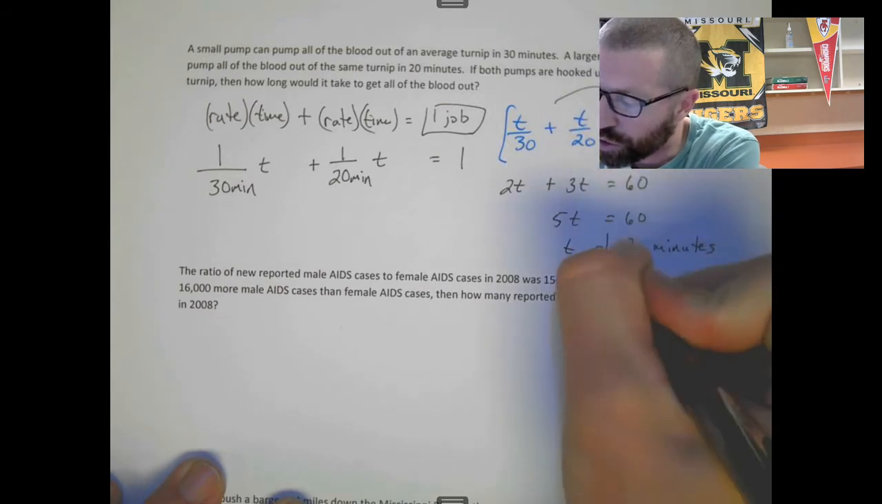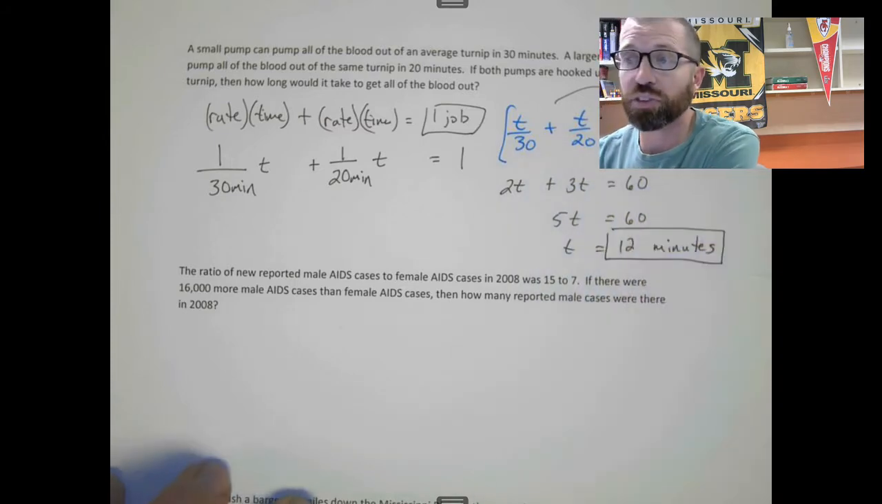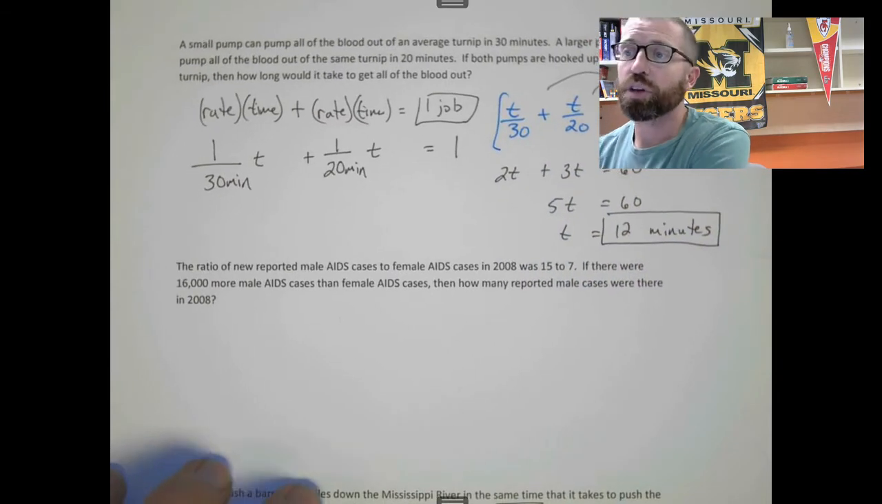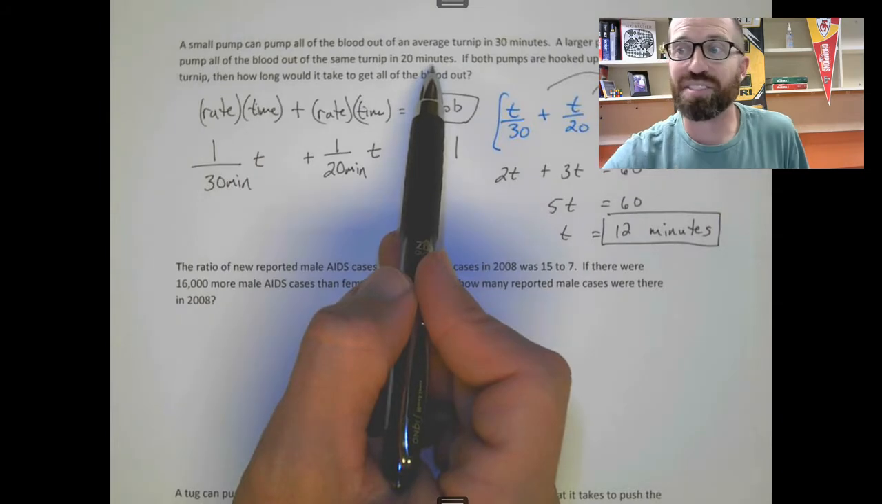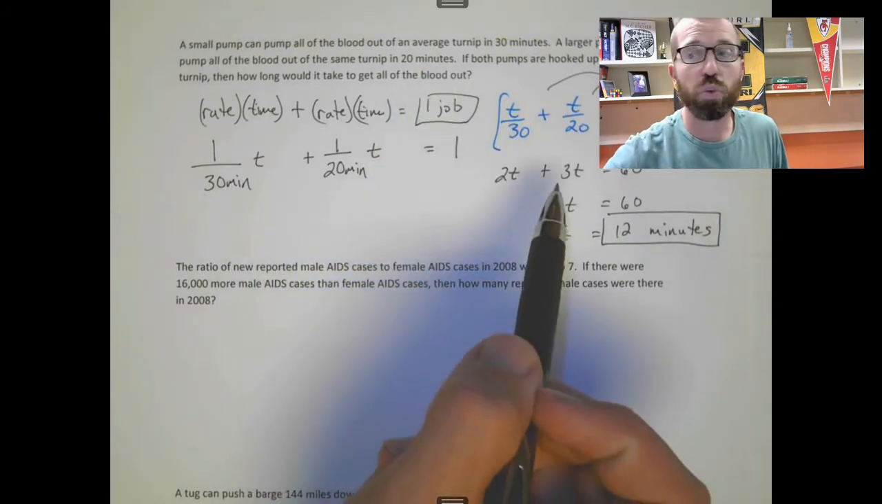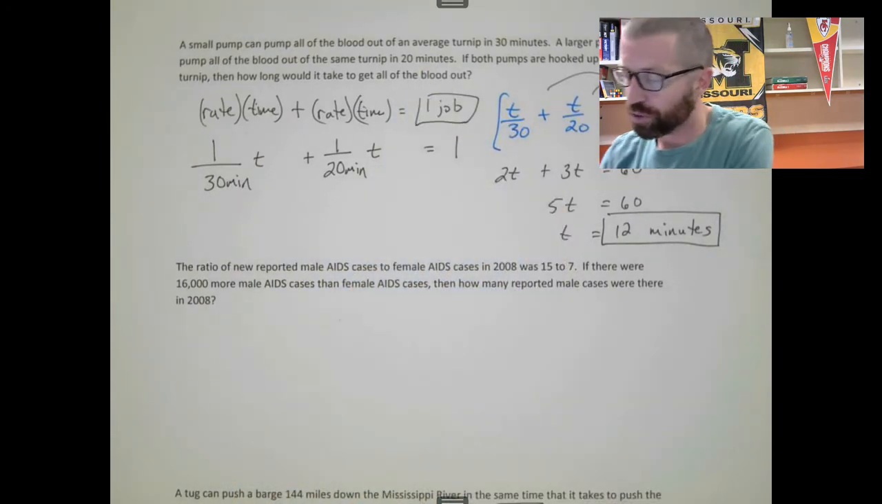One thing with this problem is to make sure your answer makes sense in the context of the problem. If one works by itself, it's only going to take 20 minutes. So if it's having some help, your answer should be less than 20. And so that does make sense.